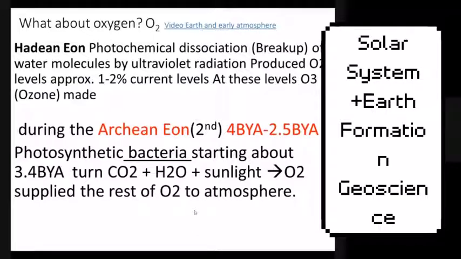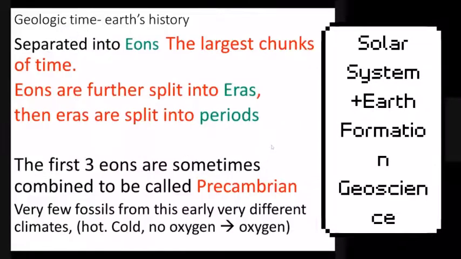It wasn't until the Archean Eon, so you can see right there, it's in red, 4 billion to 2.5 billion years ago. During that eon, bacteria started doing photosynthesis. CO2 plus H2O plus sunlight makes oxygen and some sugars. So for the first 1.1 billion years, pretty much no oxygen. And then starting 3.4 billion years ago, oxygen is starting to be formed during the Archean Eon. It takes time, though. It takes a lot of time.